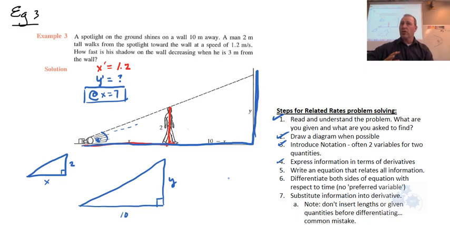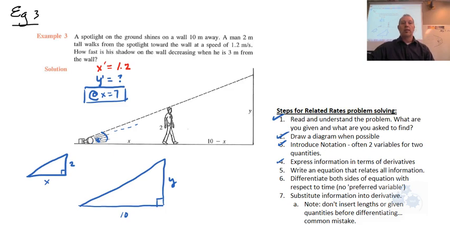So with similar triangles, we can write a simple proportion equating the ratios of corresponding sides. This is one of the tricks to write an equation. You can do this however way you want, it doesn't really matter. You could go 2 over x equals y over 10. You could go x over 10 equals 2 over y. You could go y over 2 equals 10 over x. Doesn't matter at all.